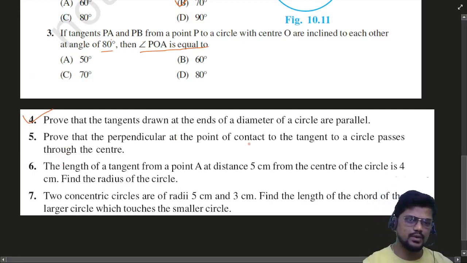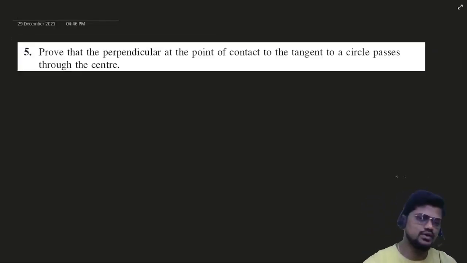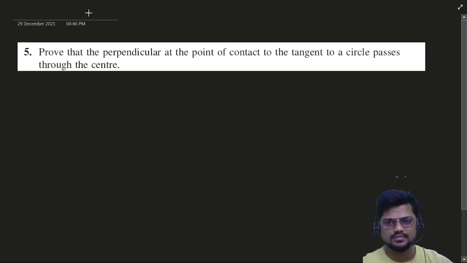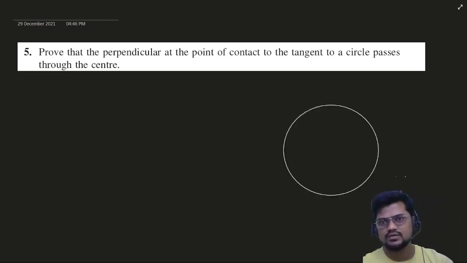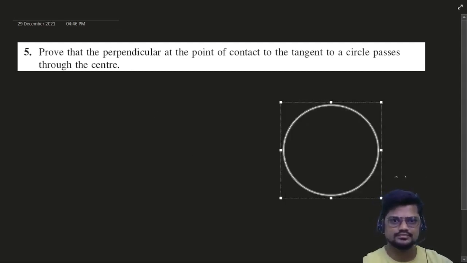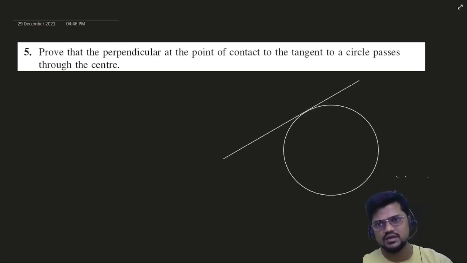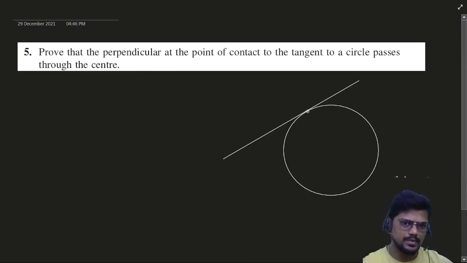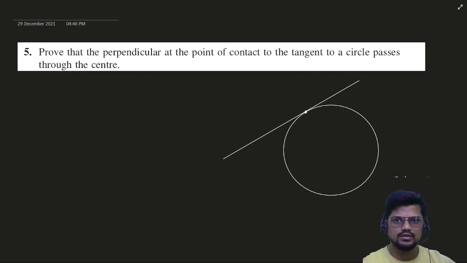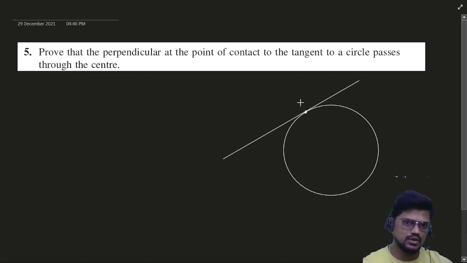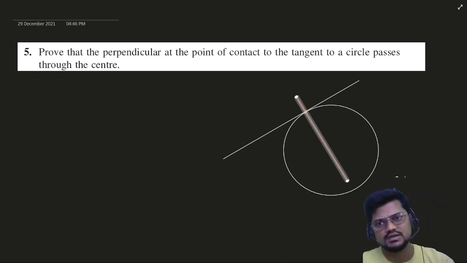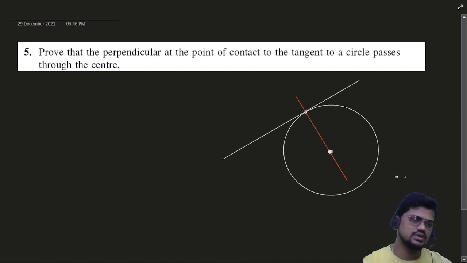Next, prove that the perpendicular at the point of contact of the tangent to the circle passes through the center. Now, what are they saying in this? That means, if this is my circle, and I am drawing a tangent over here, they are saying that if I draw a perpendicular at the point of contact, this line, this orange line, will pass through the center. That's what they are saying.